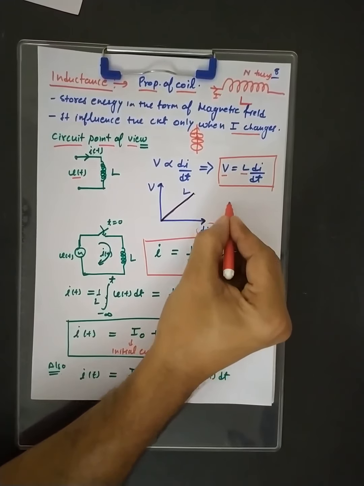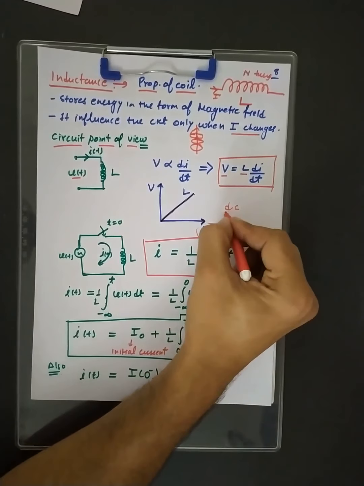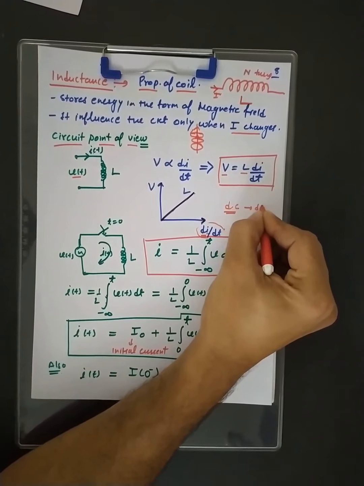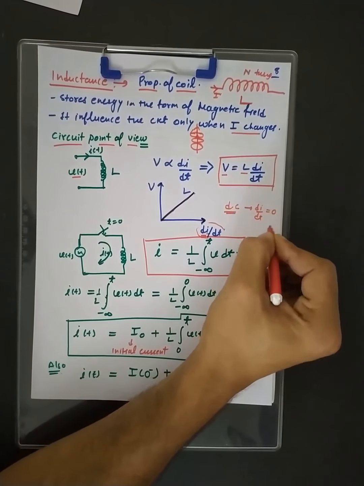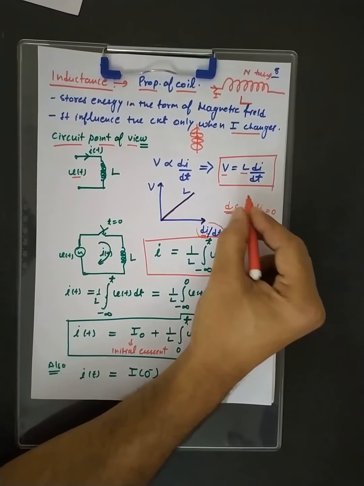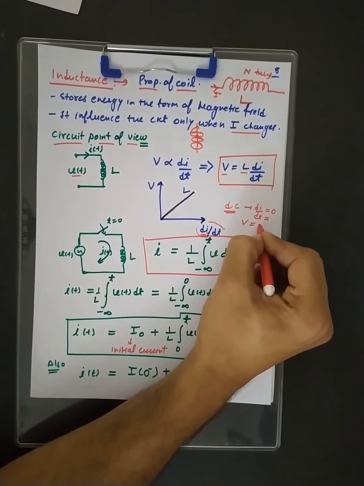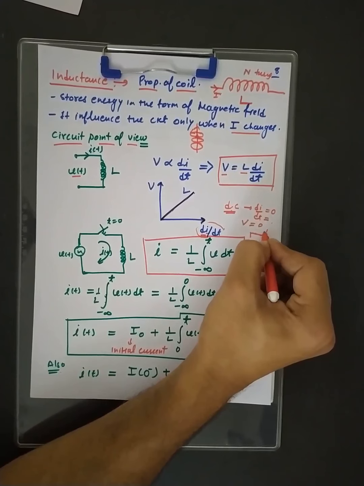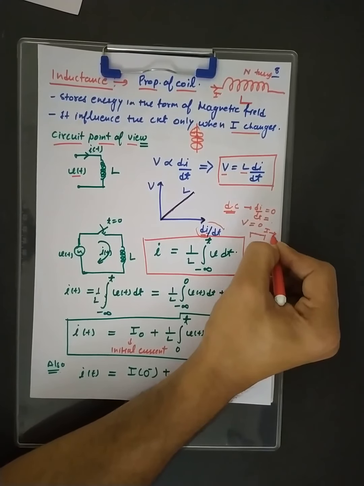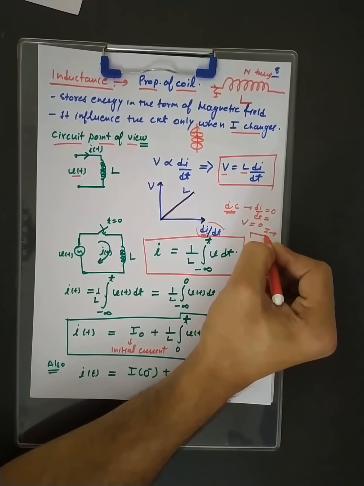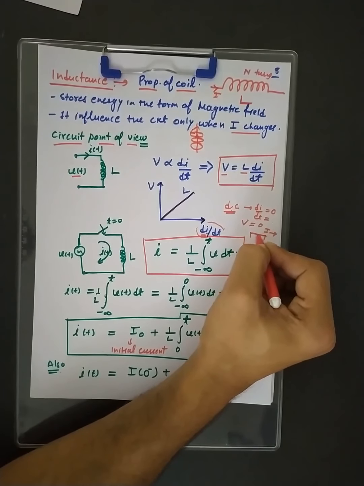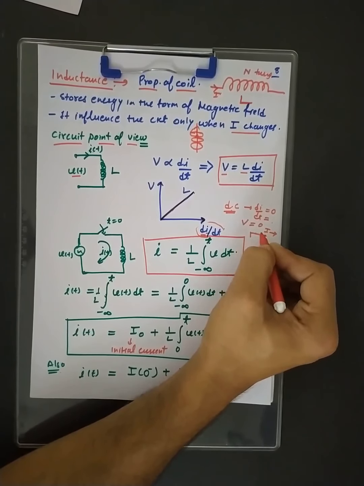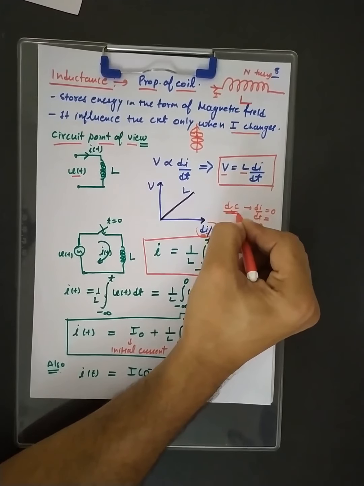Otherwise, in the DC current case, di/dt is equal to 0. So in that case, the voltage across your inductor will be 0 in case of DC. Voltage will be 0, which means it behaves like a short circuit, and whatever current is coming will pass through this inductor as it is. So it behaves like a short circuit in the case of DC.